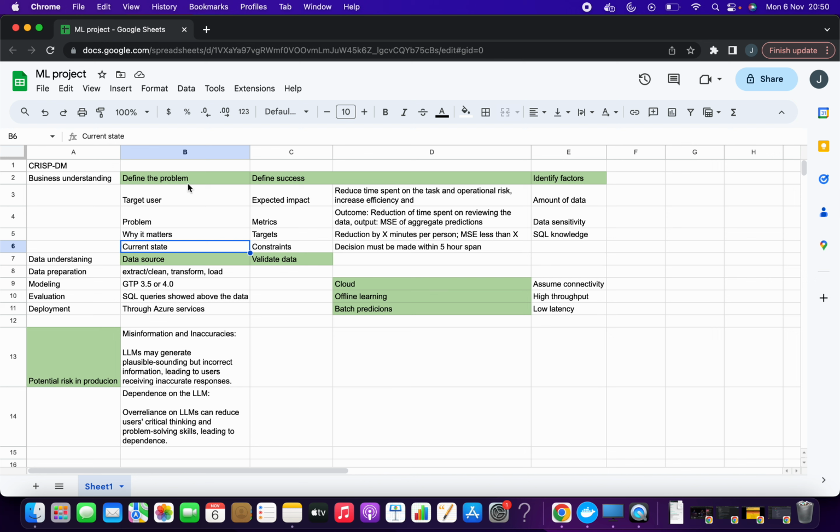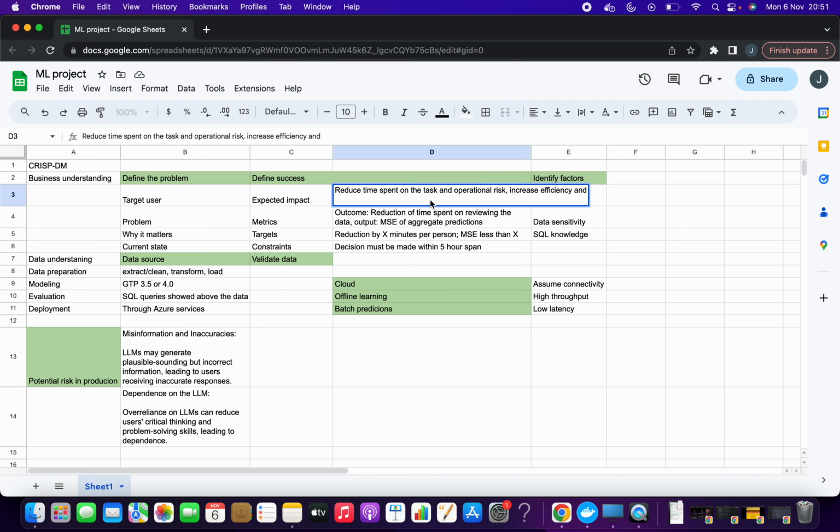So the expected impact is to reduce the time spent on reviewing the data, so on the task, reduce operational risk, and also increase the efficiency of the traders.